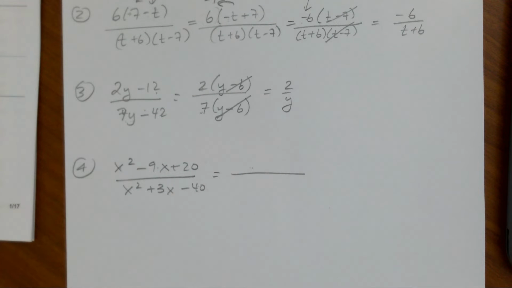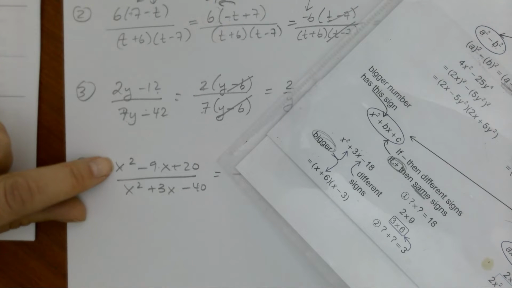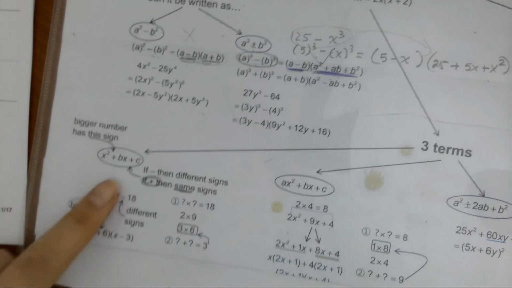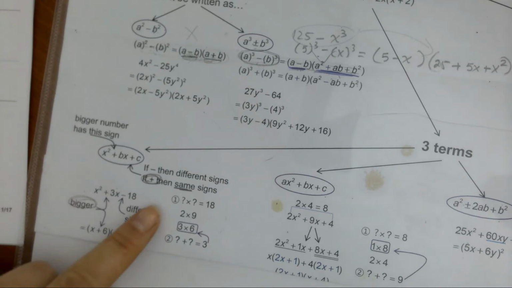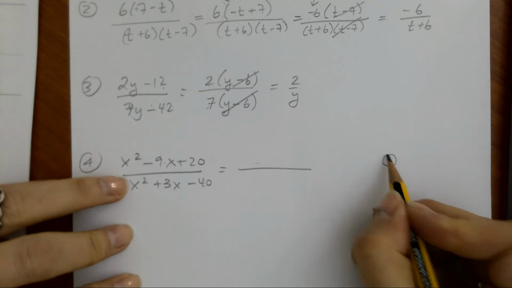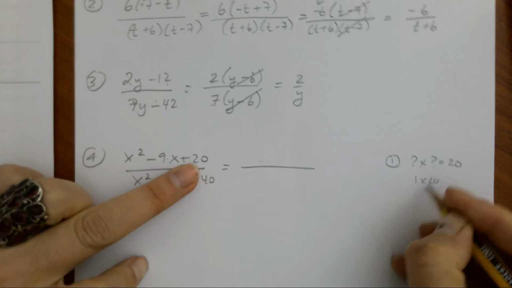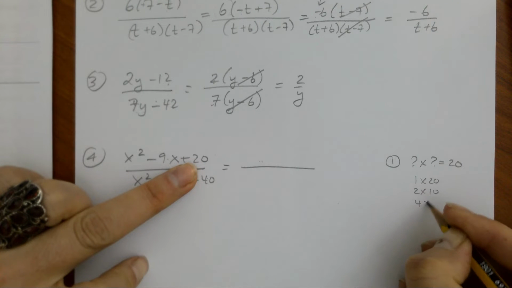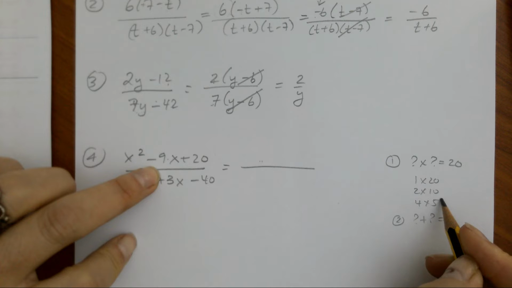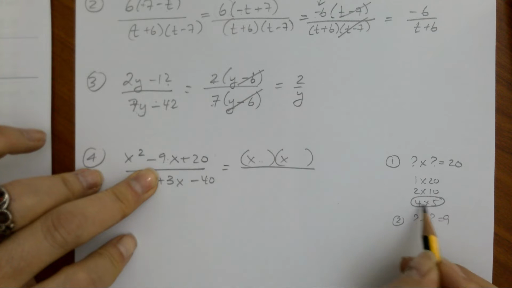Let me get my paper. It has 3 terms, and in front of this is a 1, which means I'm going to use this paper that we used before. It has 3 terms, and it's type 1. Okay, so we have to go step 1, what times what equals, and then what plus what. Step 1, what times what equals 20: 1 times 20, 2 times 10, 4 times 5. Now, step 2, what plus what equals 9. So I'm just going to go through them: x, x, 4 and 5.